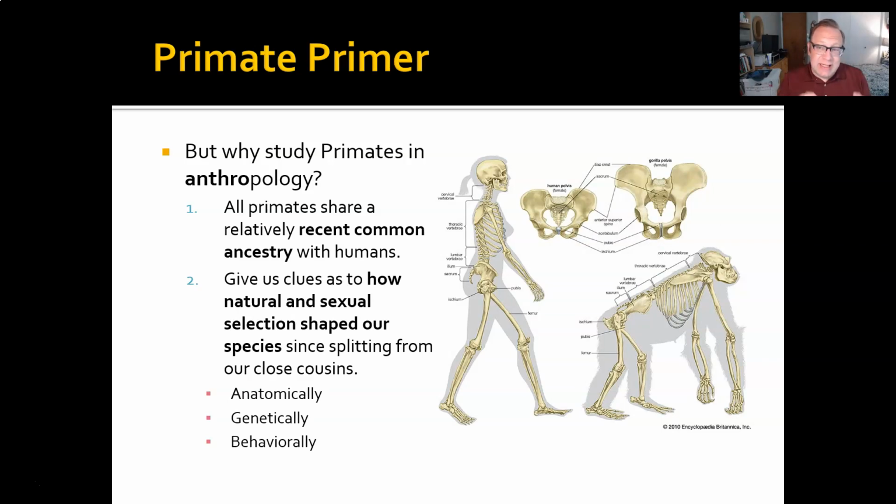The next is that studying other primates, because of this evolutionary relatedness, gives us clues to how natural and sexual selection have shaped us since our divergence from our close cousins. It gives us clues in their anatomy, in their genetics, and most importantly, in terms of behavior. There are certain behavioral traits that are shared among all primates, or most primates, that are, as we'll see in a future video, very important and defining traits of humans as well.